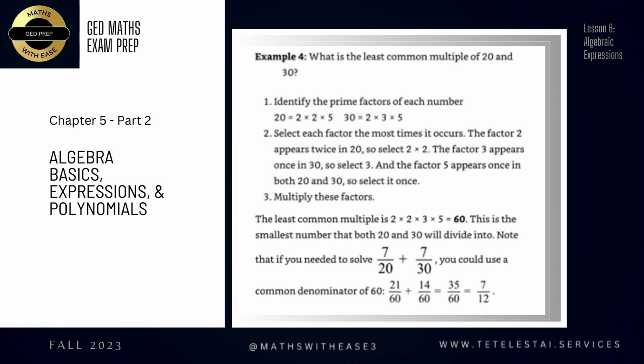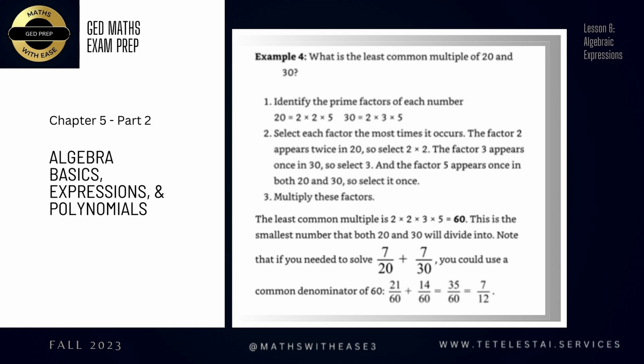And this is essentially the smallest number that both 20 and 30 can divide into without leaving any leftovers. 20 goes into 60 3 times, and 30 goes into 60 twice. If you needed to solve 7 over 20 plus 7 over 30, you would use the common denominator of 60. Remember from our lesson on fractions, you can't just simply add across, right? You would find the least common denominator or the least common multiple. In this case, that happens to be 60. And then you would rewrite both in terms of their least common multiples.